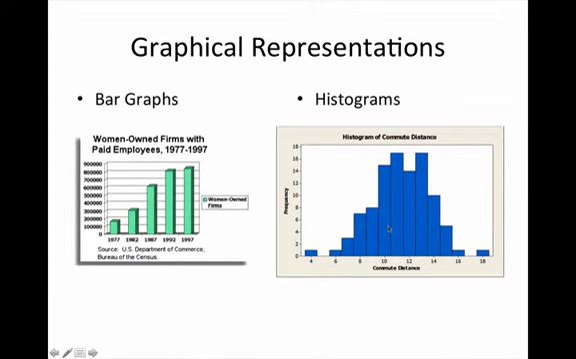Now, histograms look like bar graphs, but with one major difference. The x-axis of a frequency histogram is continuous, not categorical. So we can see that these bars exist between the levels of the independent variable in a bar graph. There are no such spaces in between the bars in a histogram because the bars in a histogram refer to frequencies of continuous data.